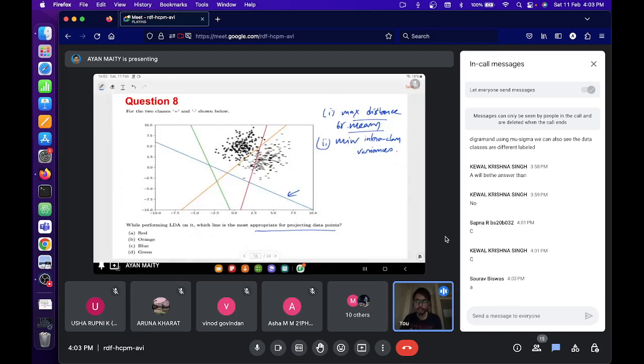Saurav has written A, which is red. Red is this one. Kaustav has written B. B is orange. And there are 3 different answers that I'm getting from the chat. So will it be blue, orange, or red? Is there anyone who thinks green would be the right answer?